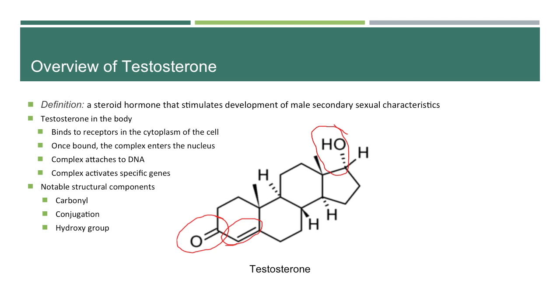In terms of its cellular function, it will bind to a receptor in the cytoplasm of the cell, which is the jelly in the middle of the cell. It will form a complex there. That complex will enter the nucleus, attach to the DNA, and then activate specific genes for a variety of purposes, but generally for muscle growth and development of the male secondary sexual characteristics in men.